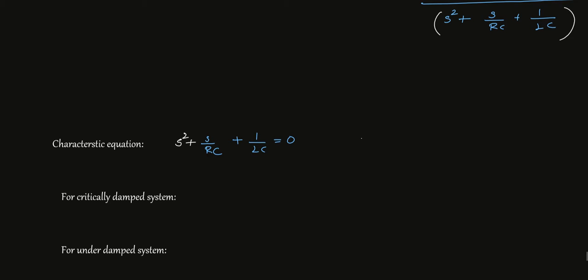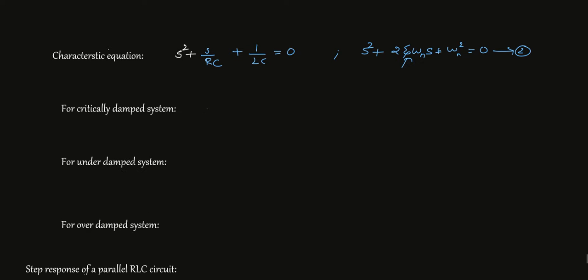So this is our characteristic equation, and if we compare this equation with our second order standard equation, that is s square plus 2 zeta omega n s plus omega n square is equal to 0, then you will get the different types of roots. For the critically damped system, the zeta value is equal to 1.